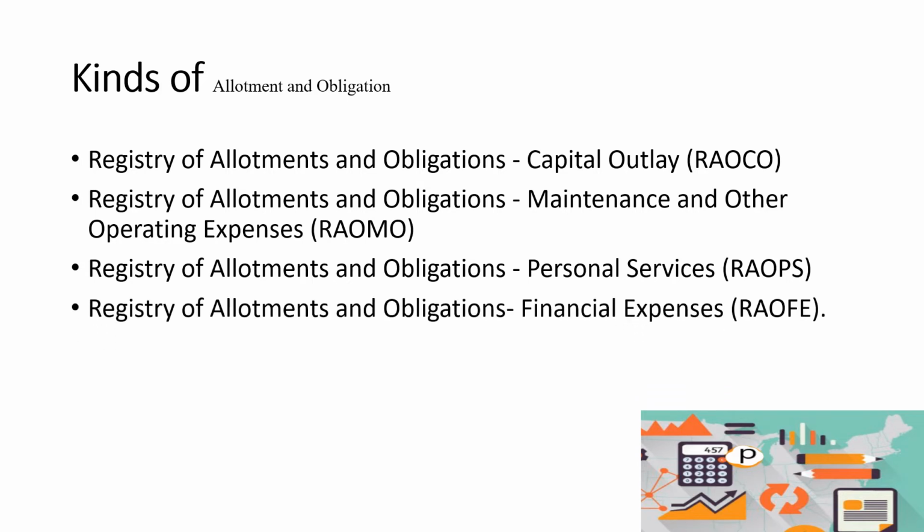Next, we also have the registry and allotment for the financial expenses or RAUPE. Ito naman yung mga utang ni government. Kasi syempre, ang nangyari kasi sa government, hindi niya nakolekta yung kailangan niyang pera para masustain yung activities ni government or para dun sa mga iba pang projects, nangungutang sila.